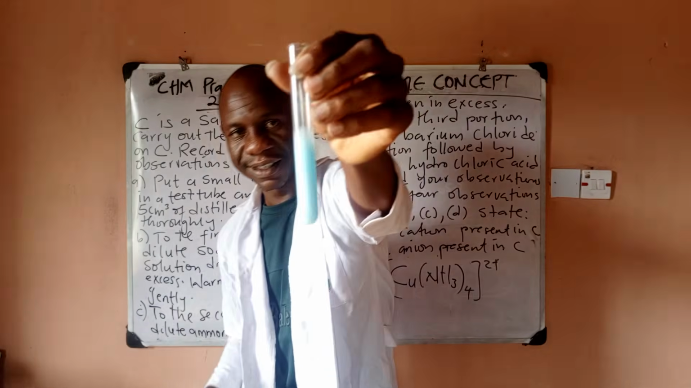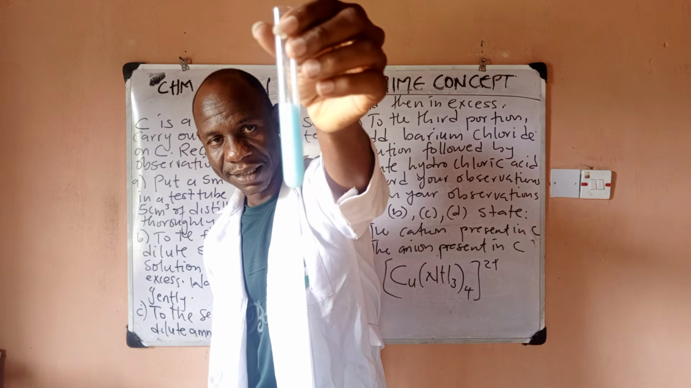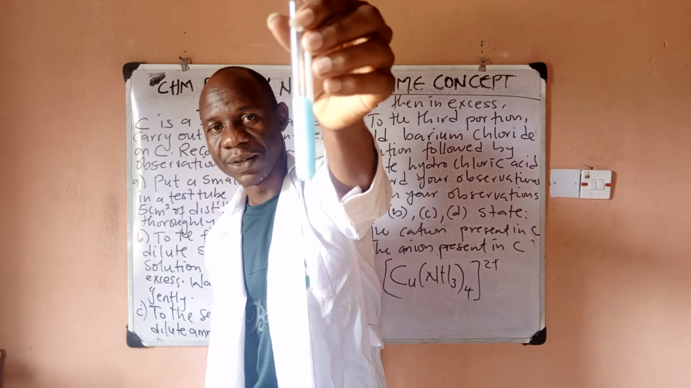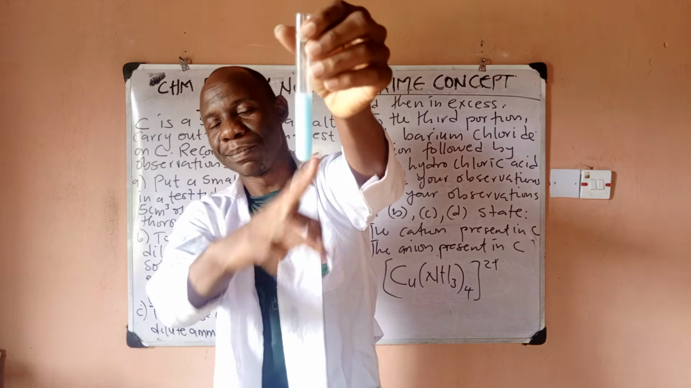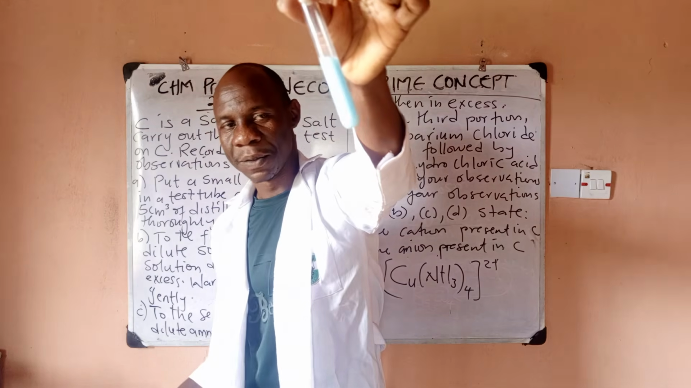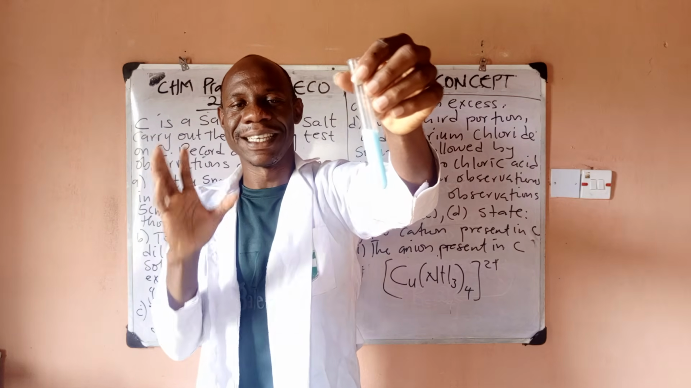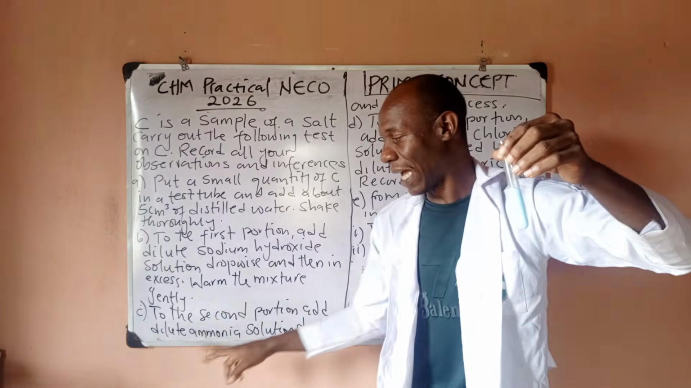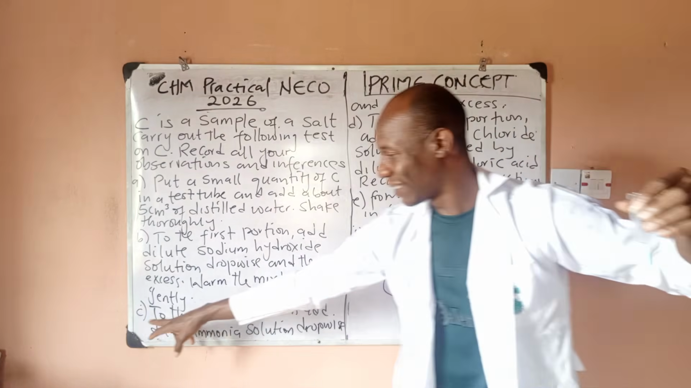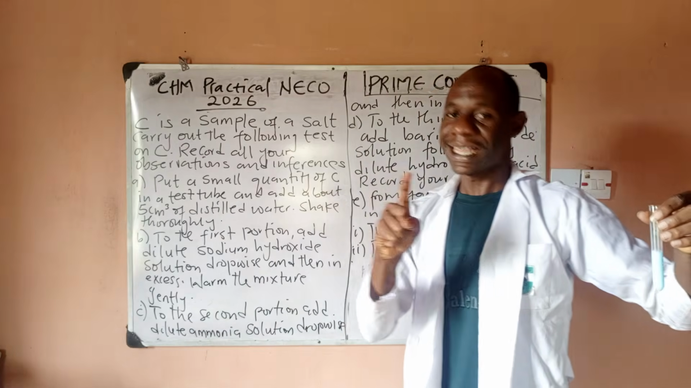Wow, can you see this? It is very obvious, even to a market woman, that you have formed what? When you added barium chloride solution, what are you seeing? You're seeing a white precipitate formed. So what we're actually testing at this stage is the anion. Remember, in step B and step C, we are testing for the cation.